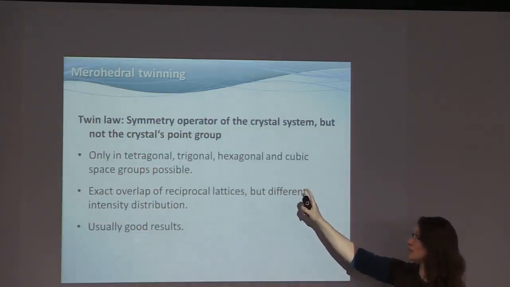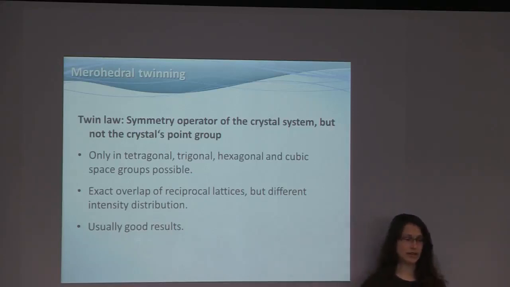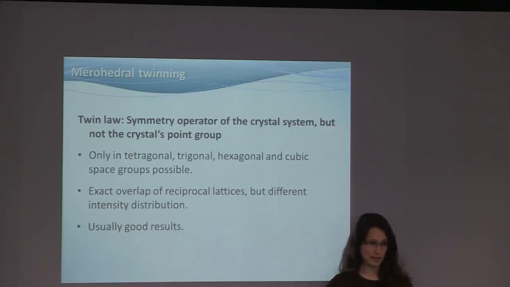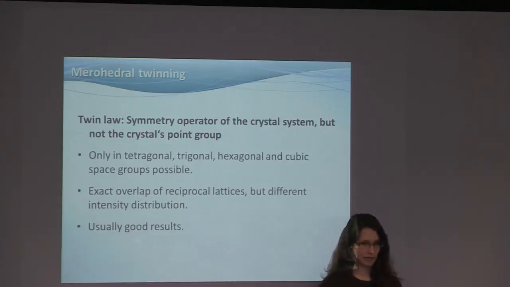The twin law is a symmetry operator of the crystal system, but not of the crystal's point group. It only happens in tetragonal, trigonal, hexagonal, and cubic space groups. And you have an exact overlap of reciprocal lattices, but different intensity distribution, which you can exploit, for example, with the L-test. And usually you can expect good results.